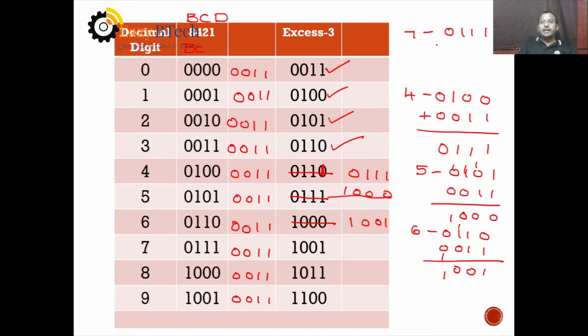If we add 3 to it, 0, 0, 1, 1, right? So 1 plus 1, sum 0, carry 1. Again, if we add 3 ones, we will get sum 1, carry 1. Again, if you add 2 ones, sum 0, carry 1. So 1, 0, 1, 0. So here it has to come. For 7, the representation is 1, 0, 1, 0.